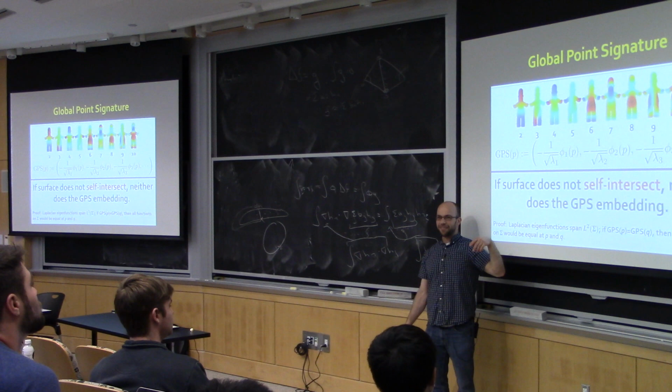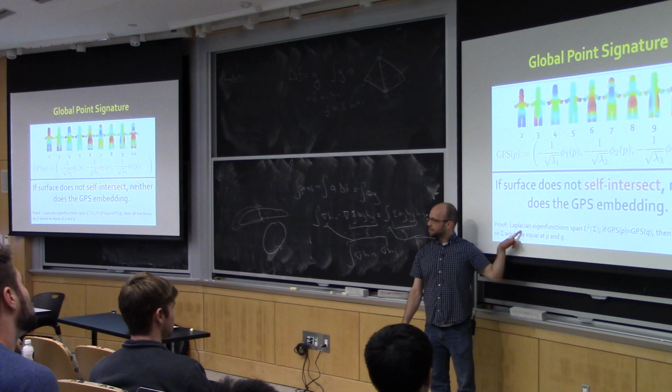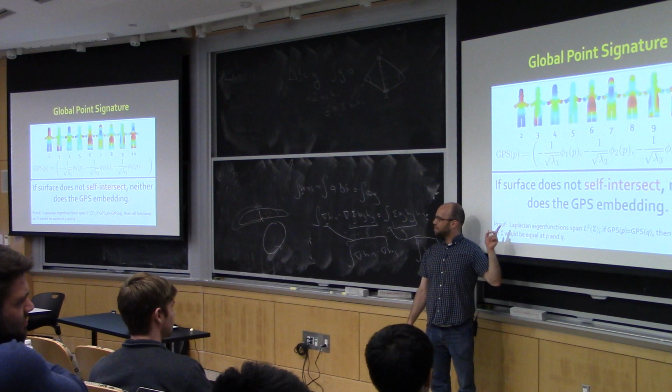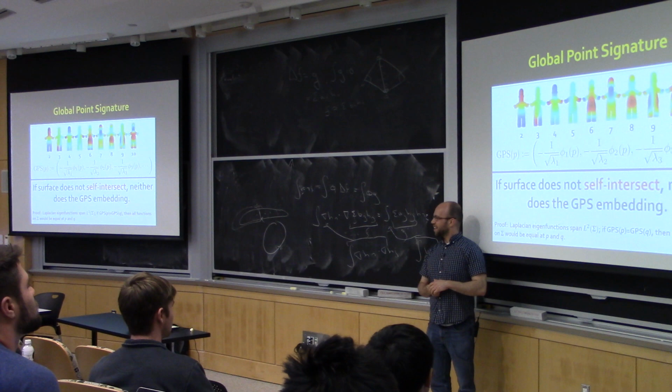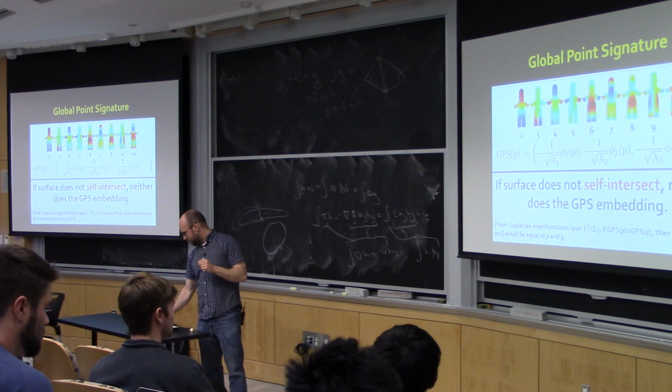So what would it mean if two points had the same GPS embedding? It would mean all functions on the surface have to have that value at that point. Right, those points always have the same value. And that doesn't make any sense. So there's a contradiction there. Okay, and similarly, an even easier thing to prove here is that it's isometry invariant, and it's a one-liner because it comes from the Laplacian. Laplacian's isometry invariant.